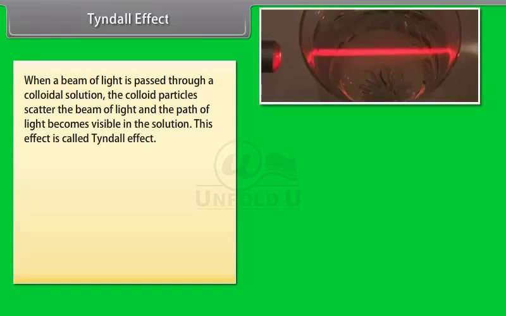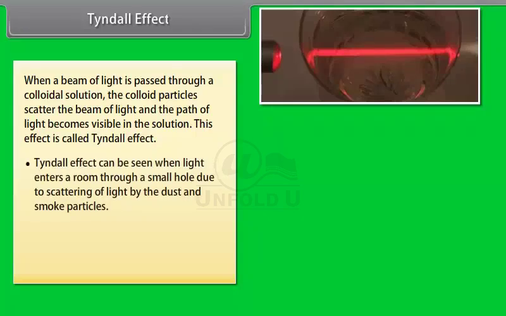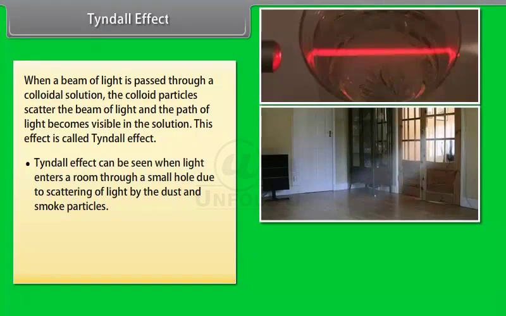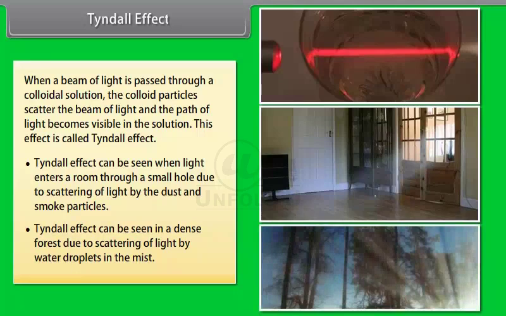Tyndall effect. When a beam of light is passed through a colloidal solution, the colloidal particles scatter the beam of light and the path of light becomes visible in the solution. This effect is called Tyndall effect. Tyndall effect can be seen when light enters a room through a small hole due to scattering of light by the dust and smoke particles. Tyndall effect can be seen in a dense forest due to scattering of light by water droplets in the mist.